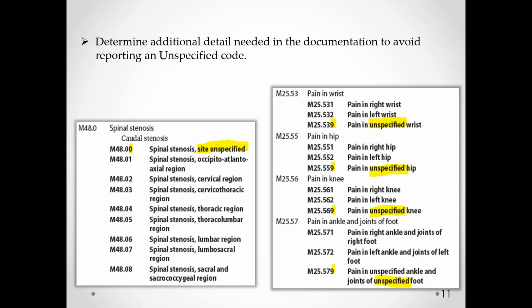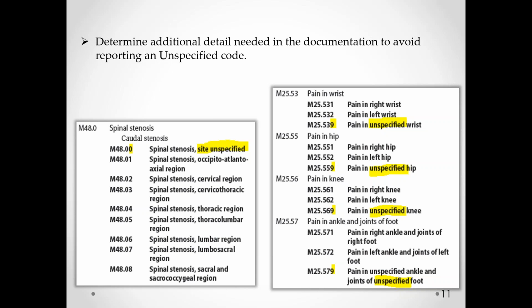So here's an example of that. With unspecified codes, the reason you should never use them is because most of the time it's anatomic location. And it's really easy to pinpoint, say, it's the neck, instead of saying, I don't know where it is, you know? And so if you look at the codes for spinal stenosis there on the left, there's one that says unspecified spinal stenosis, and there's a bunch of codes that specify where it is. So just identify where it is.